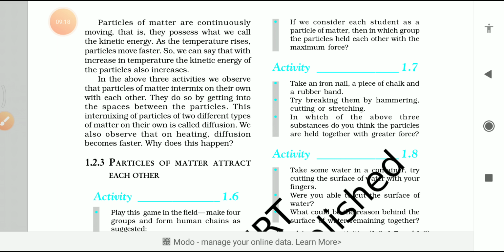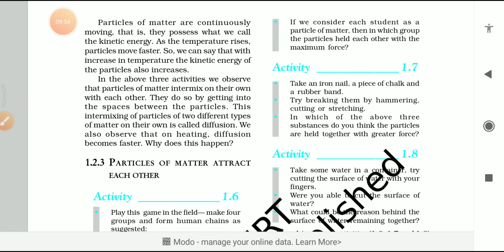Those substances in which the particles of matter are very tightly packed, we can say that the force of attraction is more there. Let us check it. We have three things here: an iron nail, a piece of chalk and a rubber band. Now you have a hammer. Now you can break them with the help of the hammer. When you hammer these three things, what happens?